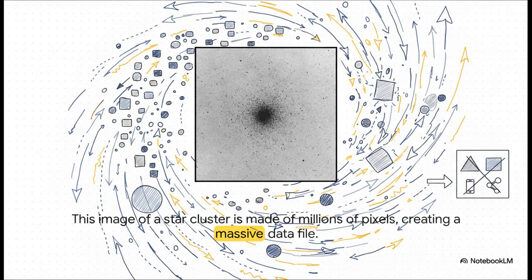All right, let's start with a really concrete example. Just look at this incredible image of a star cluster. It's made up of millions and millions of individual pixels, right? Each one has its own color, its own brightness information. If you were to look at the raw file for this single picture, well, it represents a massive amount of data. We're talking way too much to just quickly send to a friend or upload to Instagram.